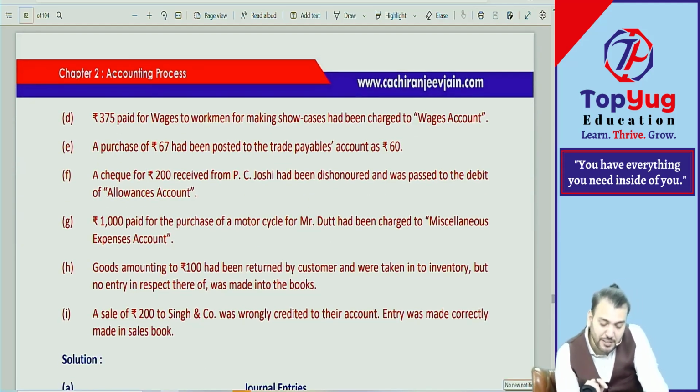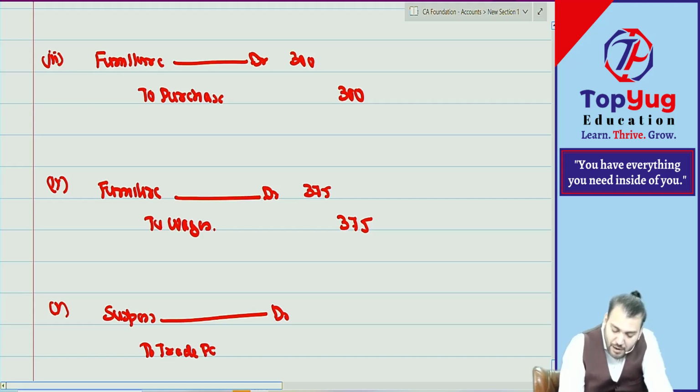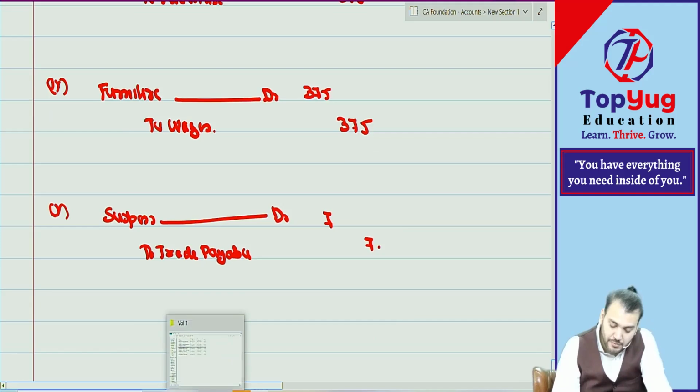Then point number E. A purchase of 67 has been posted to trade payable account, trade payable means creditor account, as rupees 60. Correct. It means purchase account is correct. Only mistake is in which account? Trade payable. One-sided, two-sided. What journal entry? Suspense account debit to what? To trade payable by how much? 7 rupees. Super.